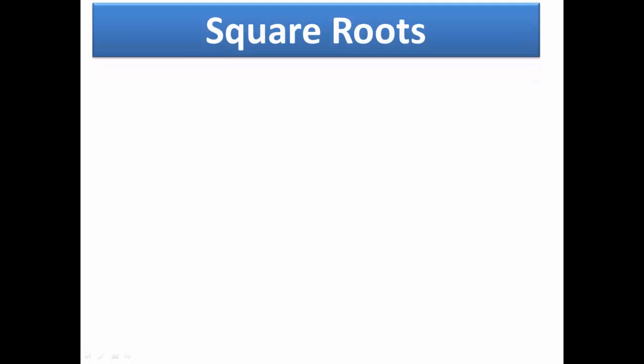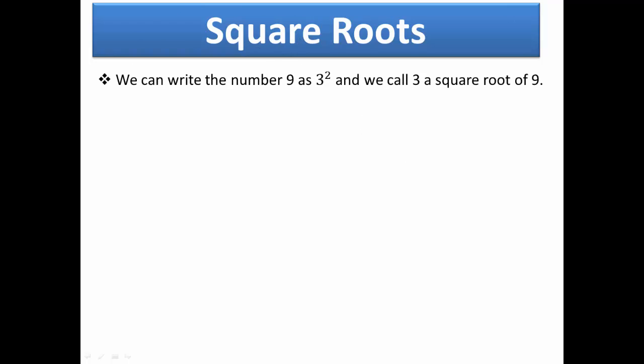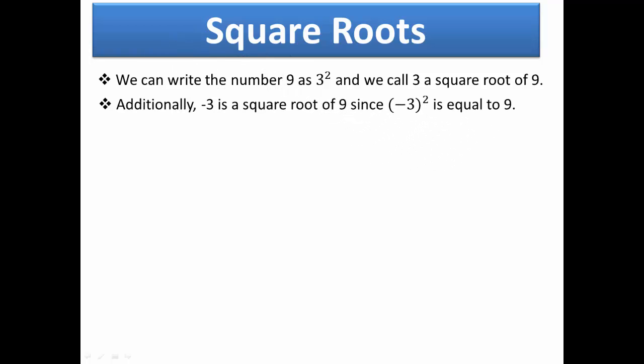Our next topic is square roots. We will start with an example. We can write the number 9 as 3 squared, and we call 3 a square root of 9. Additionally, -3 is a square root of 9, since -3 squared is equal to 9.